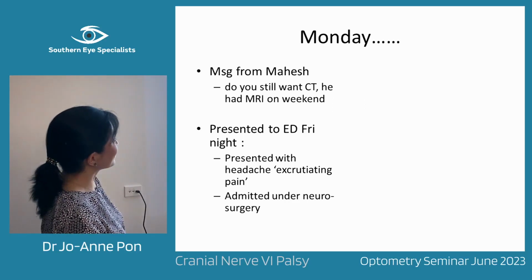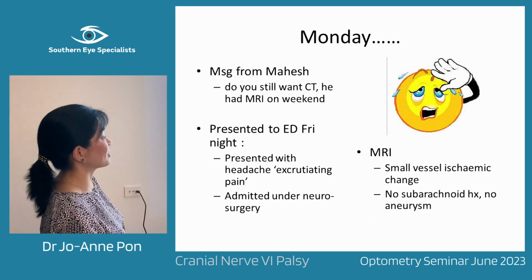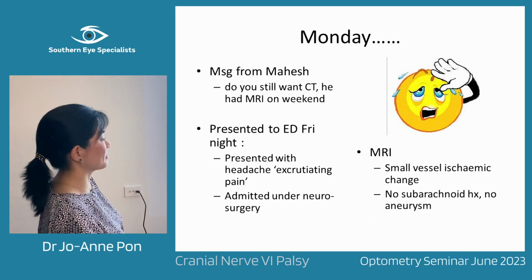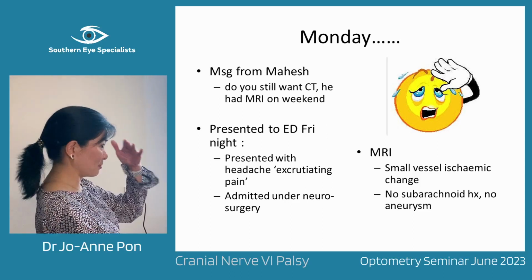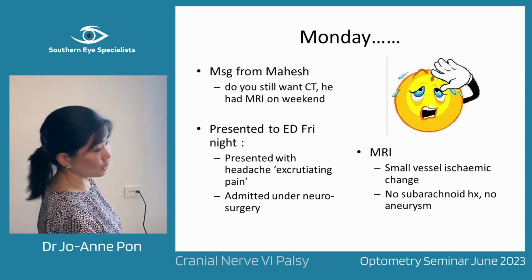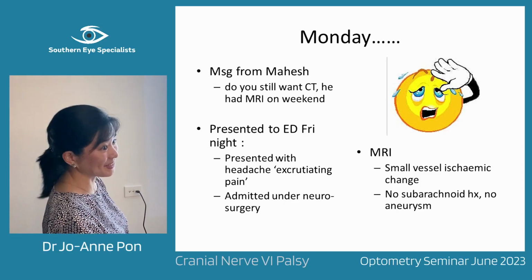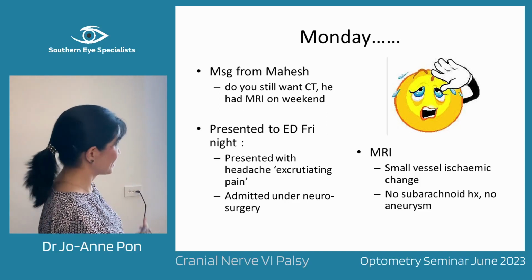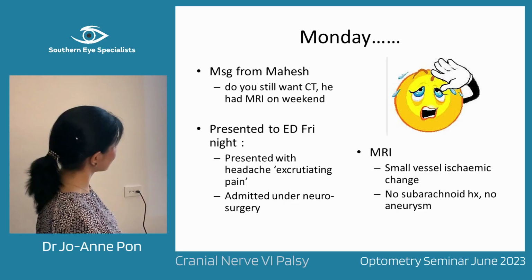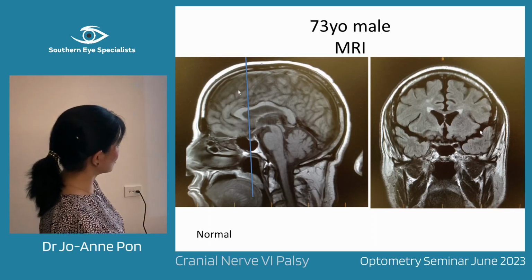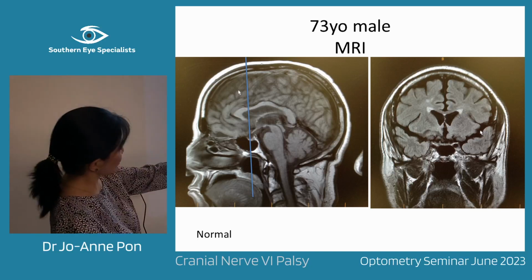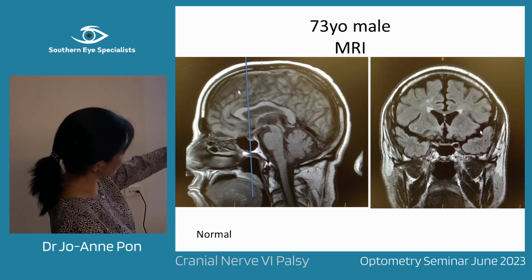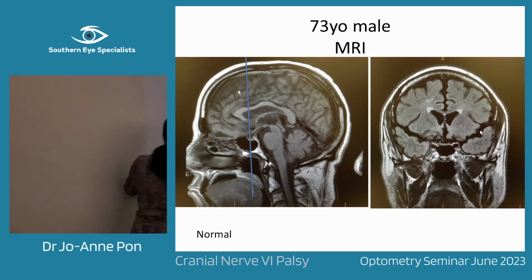And thankfully his MRI showed that all he had was some ischemic small vessel change, no subarachnoid hemorrhage, and that's where I'm really breathing a sigh of relief, because you're trying to make the best decision and you don't know until you look in hindsight, and thankfully he had no aneurysm. And this is his normal MRI scan. So, that coronal section is looking through there, so we've missed the pons, which is the structure over here.